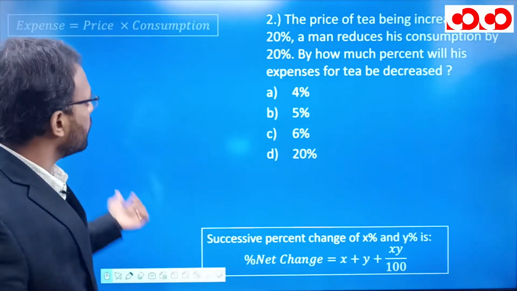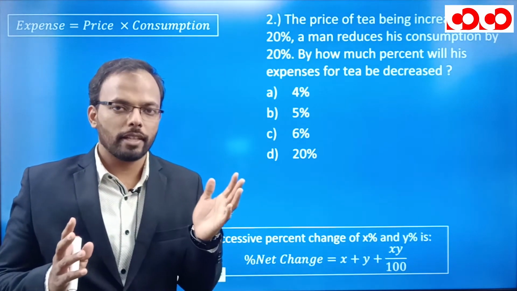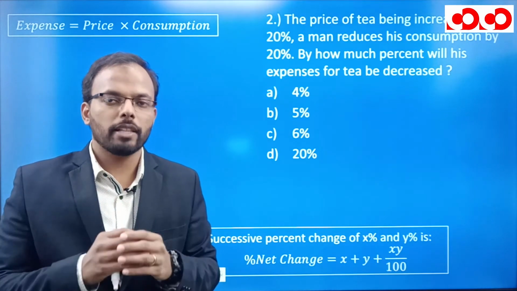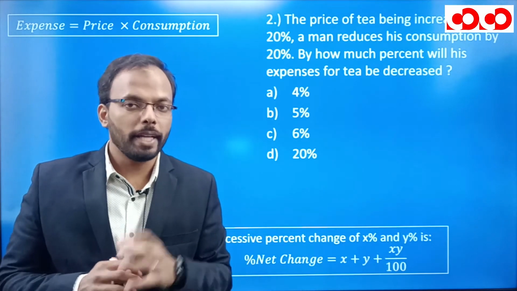And we know that expense is equal to price into consumption. How did this formula come into existence? Suppose you are using 10 liters of petrol in a month and the price of petrol is 80 rupees, then your expense is going to be 800 rupees.